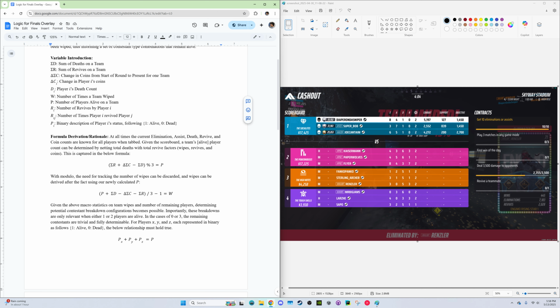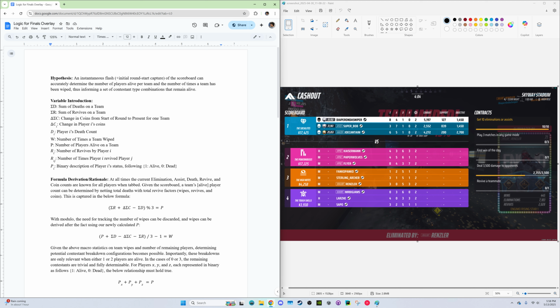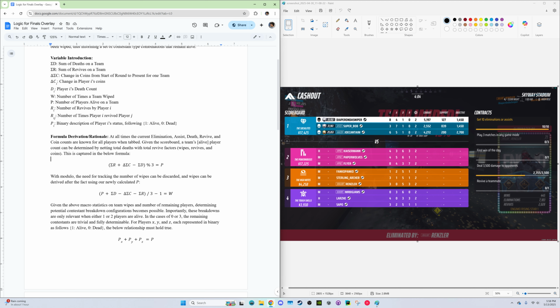And using the formula below, we can basically calculate the number of players alive on a team. And in reality, the formula looks like this. So the number of players alive must balance with the number of times they died less all the revive factors, and you could express that as a ratio between W and the other variables by recognizing that every time you wipe, that counts as 3 revives technically, because 3 people come back to life on every wipe. And then that's how you can calculate the number of times someone wiped.